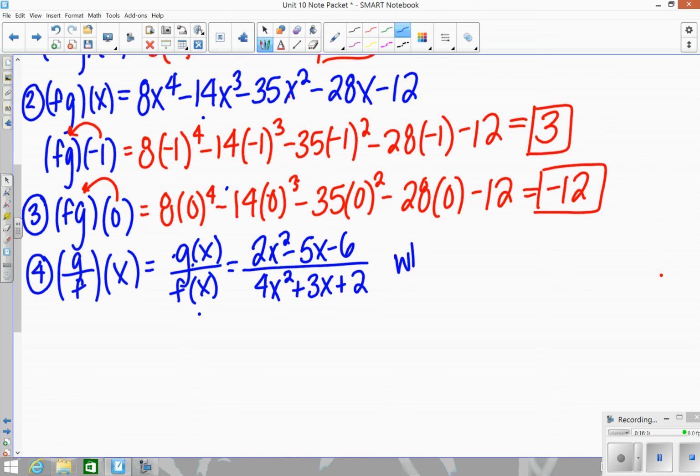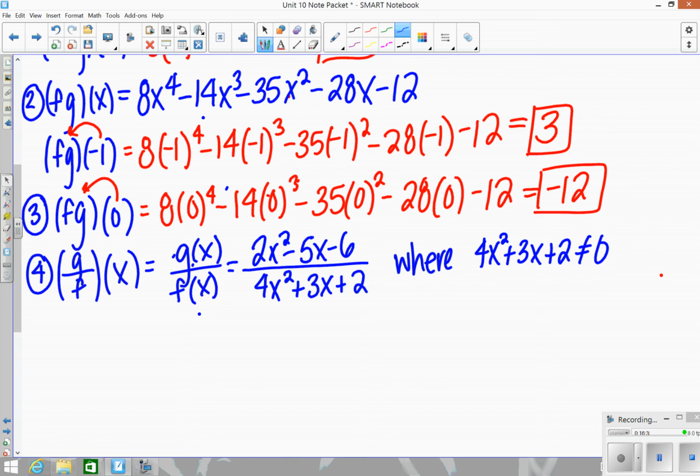And we should say where f of x does not equal 0, or let's just say where 4x squared plus 3x plus 2 does not equal 0, just to define it as, remember, domain of this can't equal 0. So instead of going through and finding the domain of this, let's just leave it as where this can't equal 0 when we write our function.